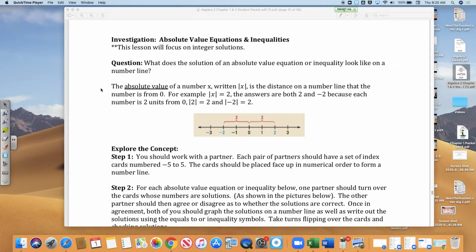So what does the solution of an absolute value equation or an inequality look like on a number line? The absolute value of a number x, written as the absolute value of x, is the distance on a number line that the number is from 0. For example, the absolute value of x equals 2. The answers are both 2 and negative 2 because those are both 2 units from 0. So that means the absolute value of 2 is 2 and the absolute value of negative 2 is 2. If we look here on this number line, we can see both negative 2 and positive 2 are 2 units from 0, which is why there's 2 answers for that.